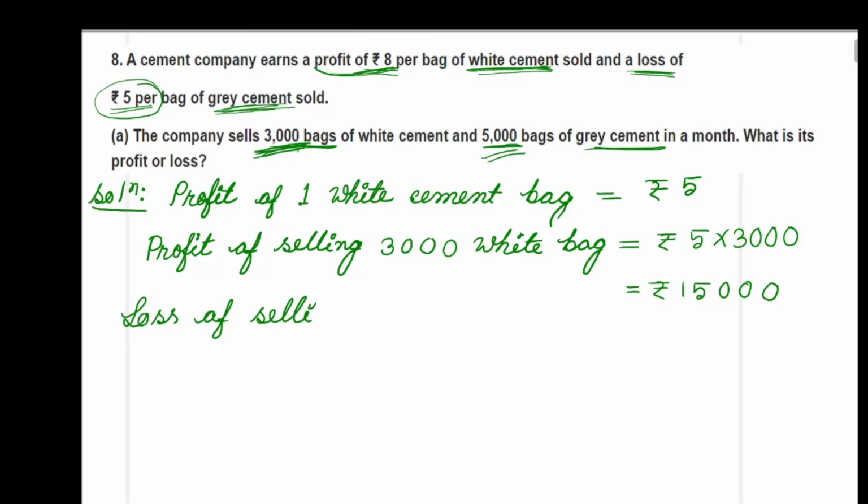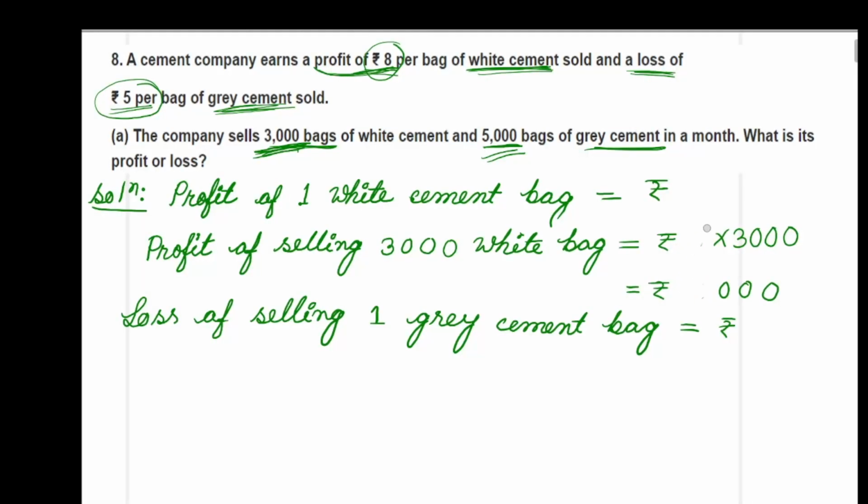Again, loss of selling one grey bag or one grey cement bag is what? Sorry, I have written wrong. It should be 8. Yes, 8. So I have to write it here 8. So it will be what? Rupees 8. So 24,000. Okay.